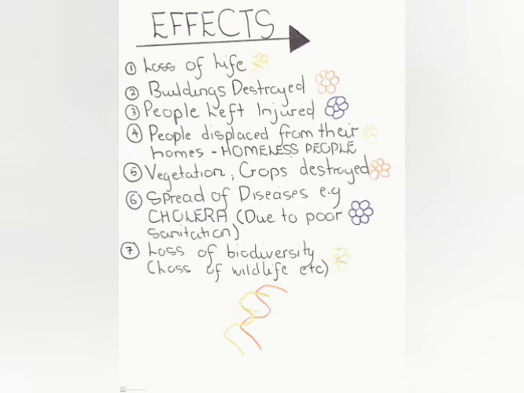Some of the effects include people dying or people being left injured. We also have the destroying of homes or buildings in general, which also contributes to loss of life and injury. We have people becoming homeless and being displaced from their homes. We have the destroying of crops. We have the spread of diseases, for example, cholera. And we also have the loss of biodiversity, for example, our wildlife.